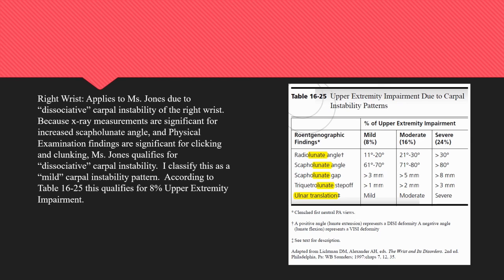And notice, she only had to have one of the X-ray findings to qualify for the mild instability pattern. You don't have to have a finding of each one of these angles in this mild column to qualify for mild. You only have to have one of the 5 findings to qualify for mild. Similarly, you only need to have one of the findings to qualify for moderate and one of the findings to qualify for a severe carpal instability.